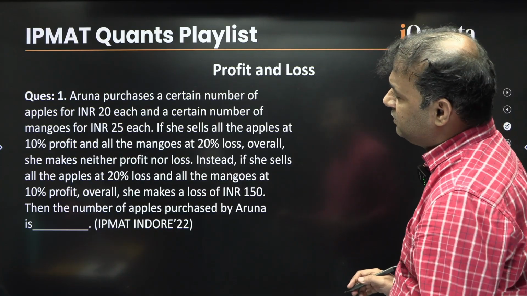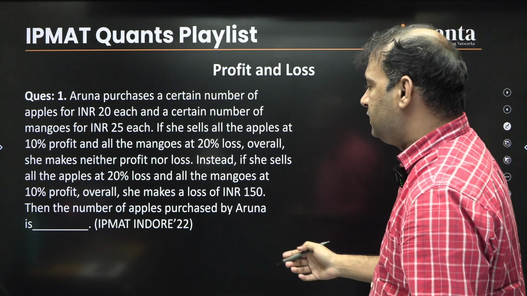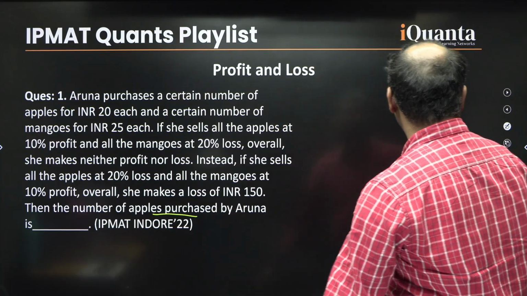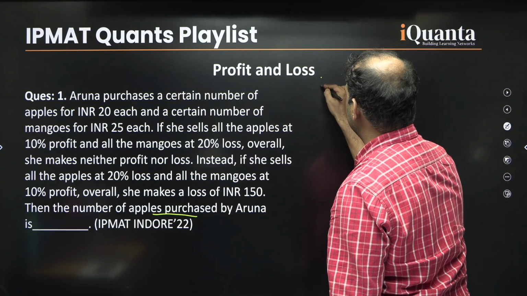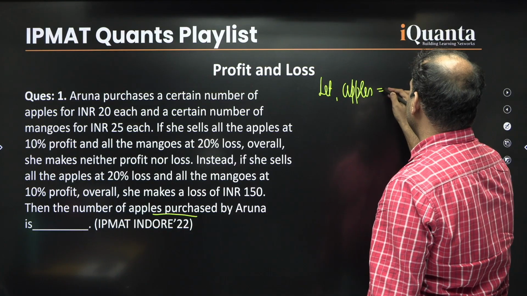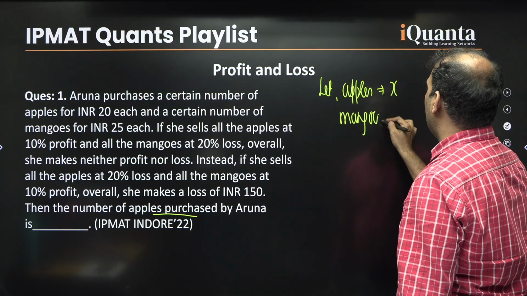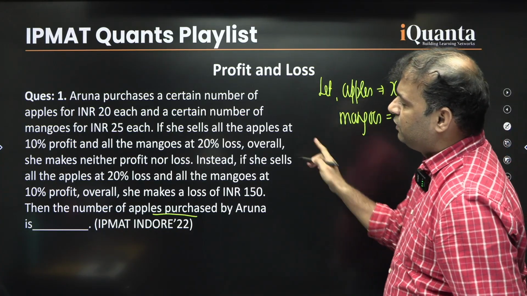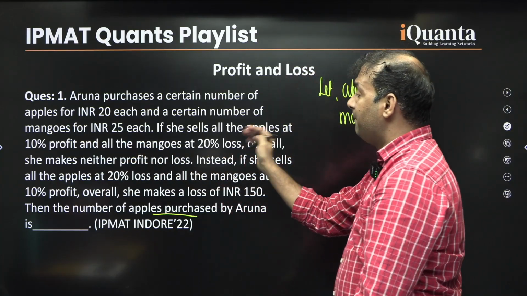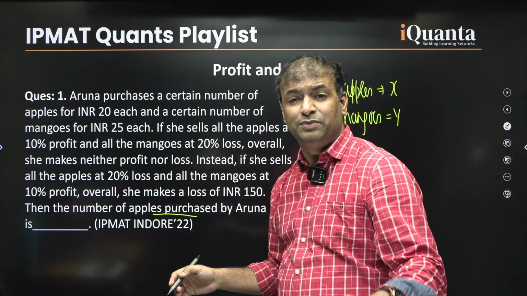In the beginning they are saying that Aruna purchased a certain number of apples and a certain number of mangoes, and in the end, guys, they have asked the number of apples which she has purchased. So we can assume this number. First of all, let the number of apples purchased by Aruna be X, and let the number of mangoes purchased by Aruna be Y. In the first case, she is selling apples at a profit of 10% and mangoes at a loss of 20%, and she makes no profit, no loss. That means the CP has to be the SP, right?